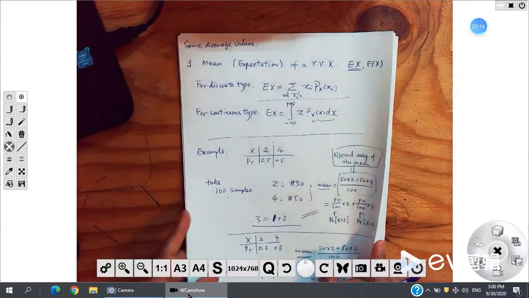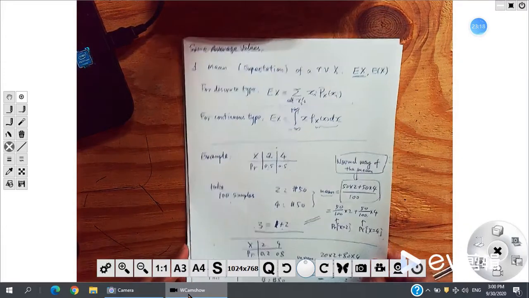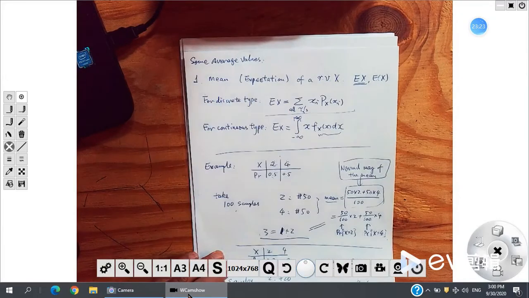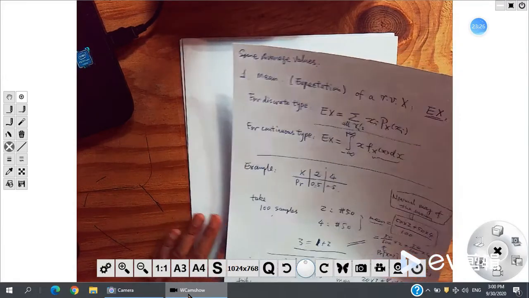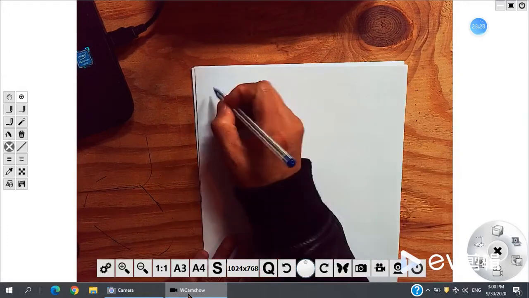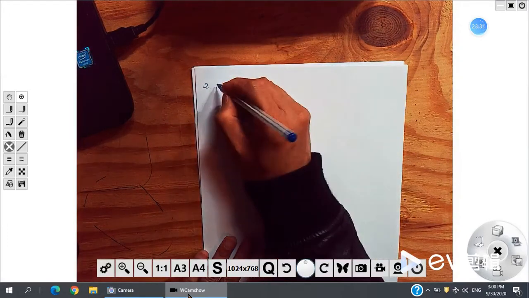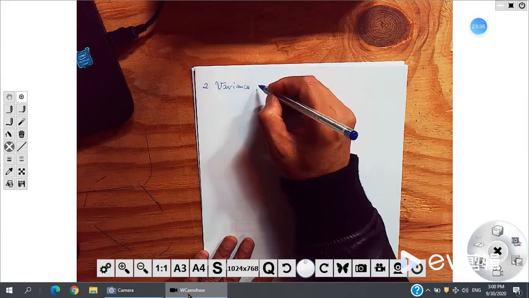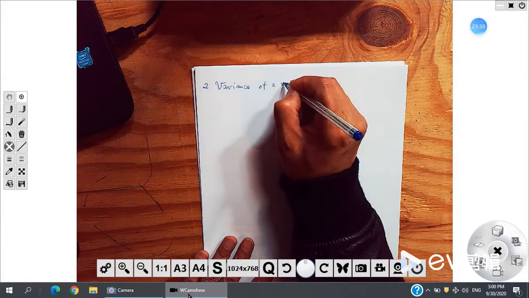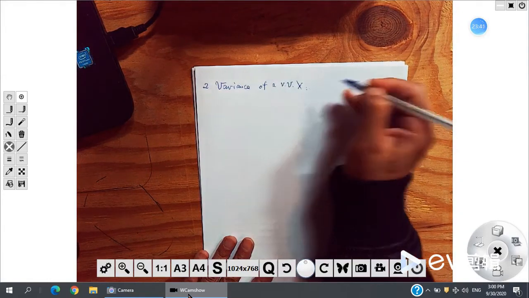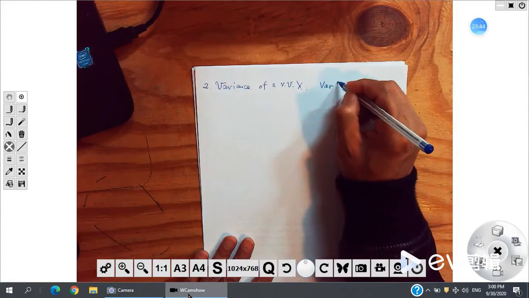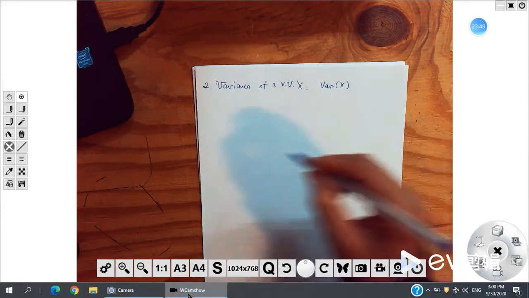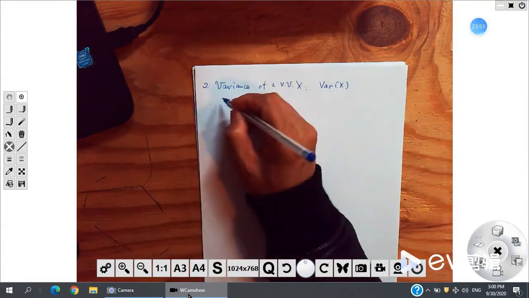Okay, so this is the mean. It gives us the average value, the mean value in the middle. It's kind of an average, right? And we have a second average value, the variance. The variance of random variable X, we denote it as VAR of X. That means variance of X. For the variance, we still have two formulas.